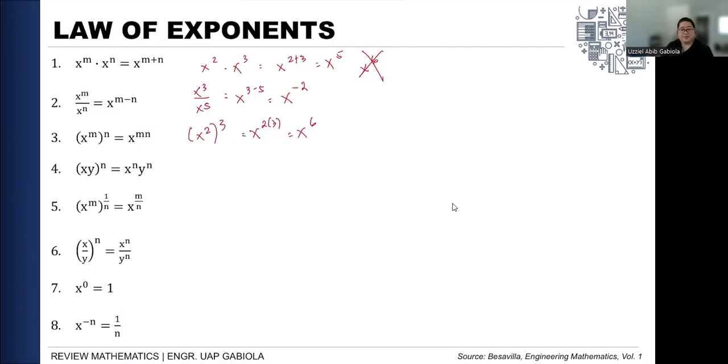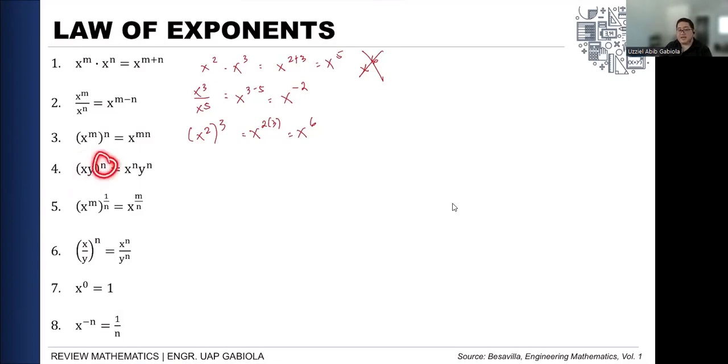Next, number 4. Sa number 4, the same din. Parang sinasabi lang niya, if ever you have a product of two or more variables, kailangan i-distribute mo daw yung power on each variable. Let's say, meron tayong dito, isang term to, monomial lang siya. Pwede mong i-distribute si exponent natin.